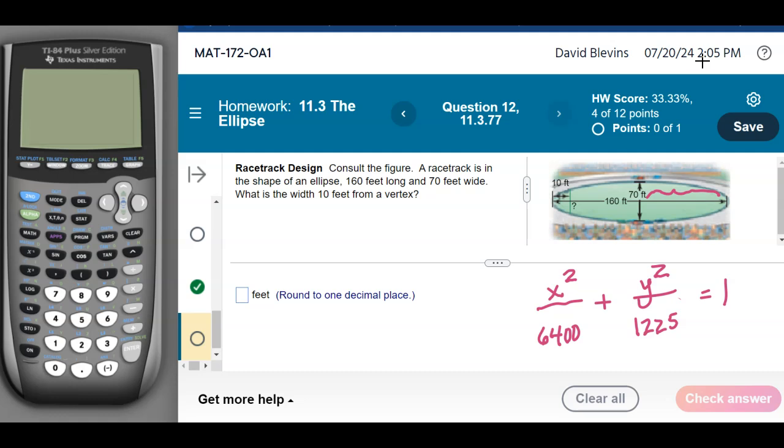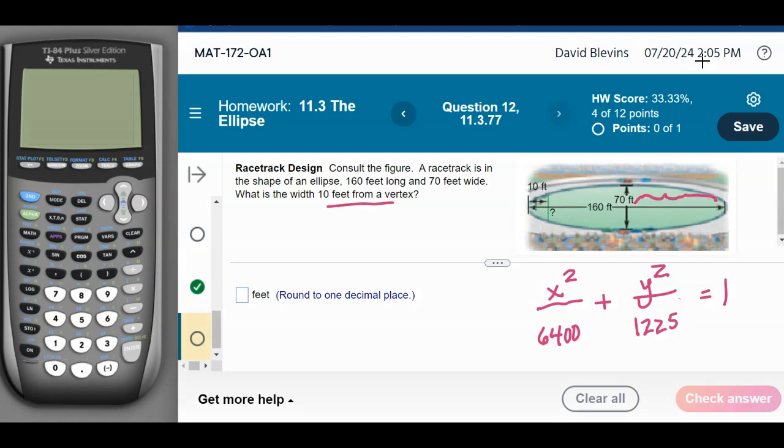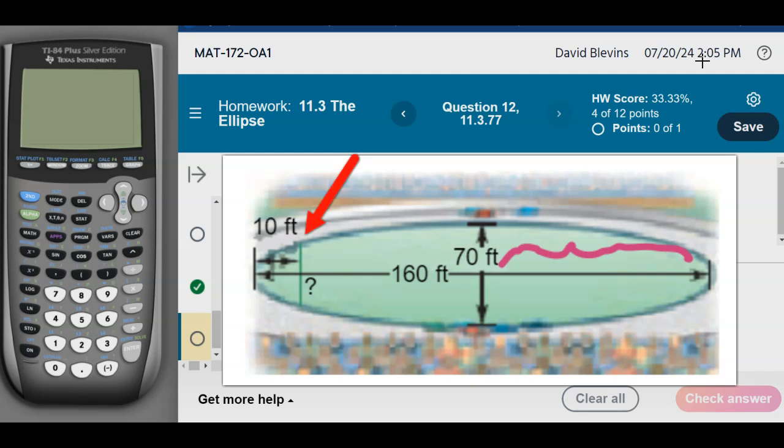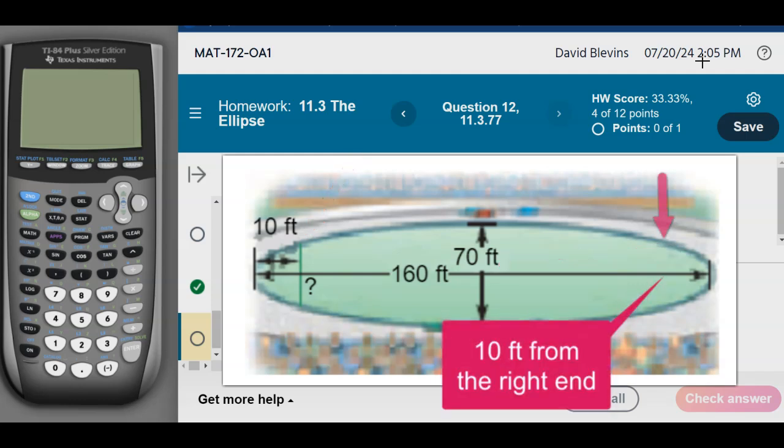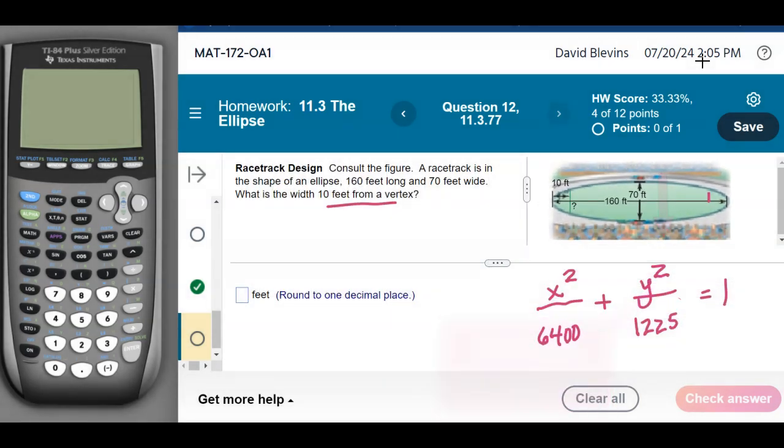Now it says, what if we are 10 feet from a vertex? Well, you can use this one like they have on the picture. You could also use this one as well, it's 10 feet because it's symmetric. So if this is, again, 160 feet all the way across, then this was 80, which means that 10 feet from that would occur when x is equal to 70.